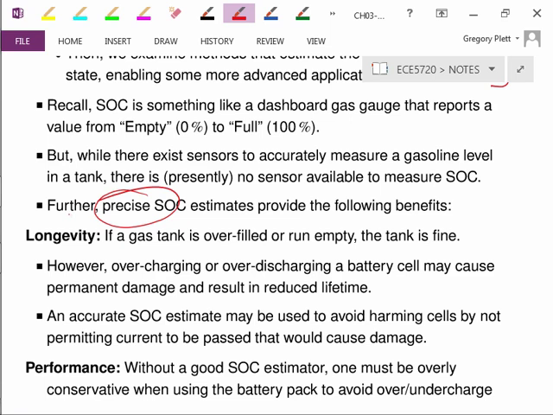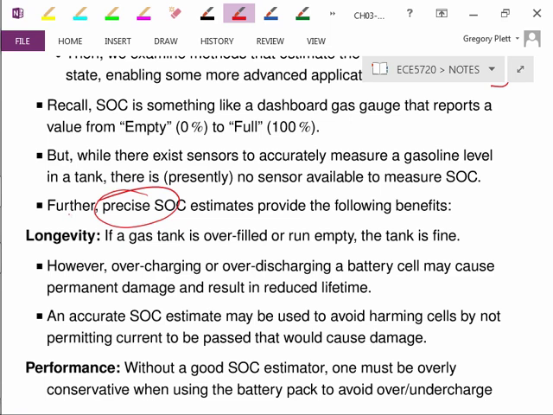The battery is not like that. If I overcharge a battery by putting too much charge in it, that's going to cause permanent damage. It will reduce the lifetime of the battery cell, and it can even be catastrophic, resulting in fire, for example. Overcharging is something we never want to do.